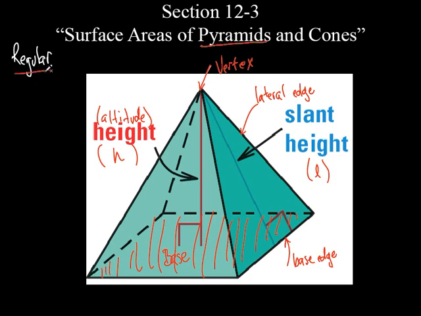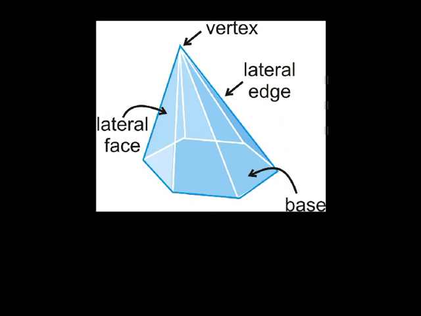Now again, this one's regular. Now there are irregular pyramids. Let's just take a look at that. But the formulas that we're going to use in this section are only going to deal with regular pyramids. I'll show you what an irregular one looks like, but for our formulas, we're just going to deal with regular. Okay, here's an example of a non-regular pyramid.